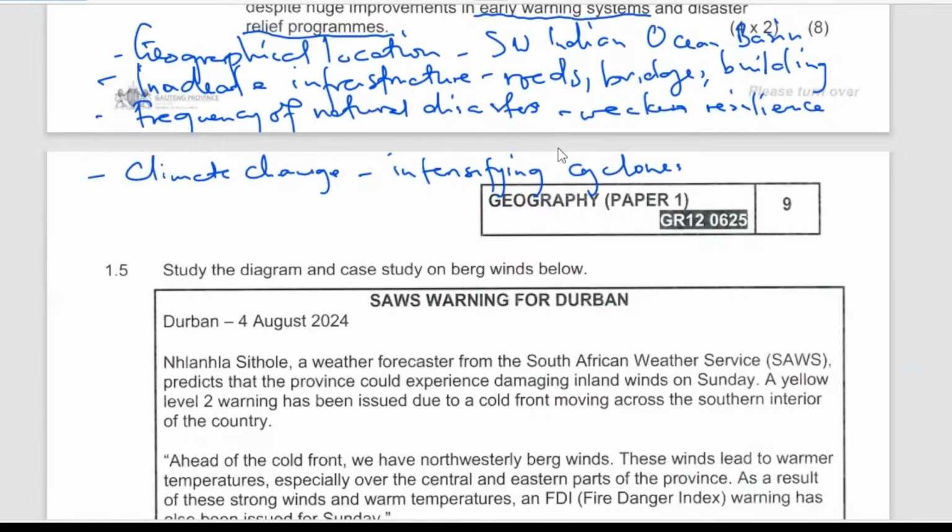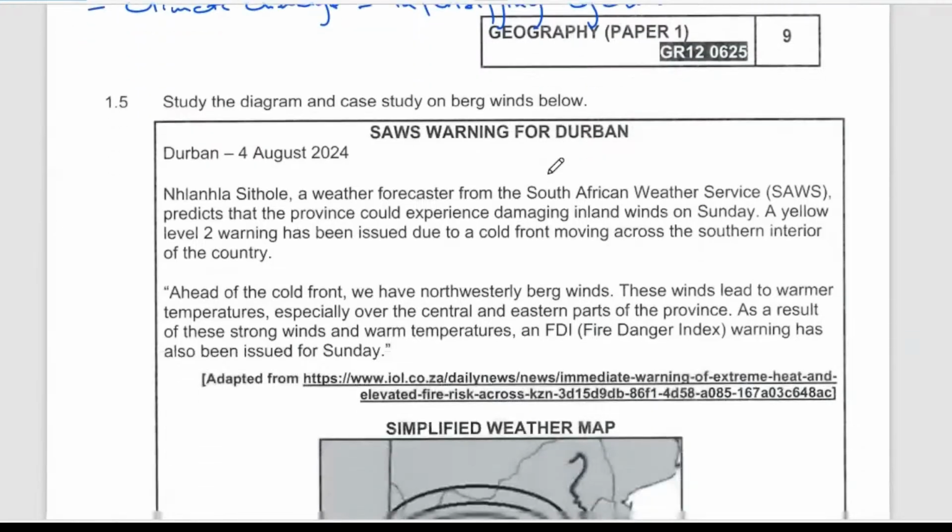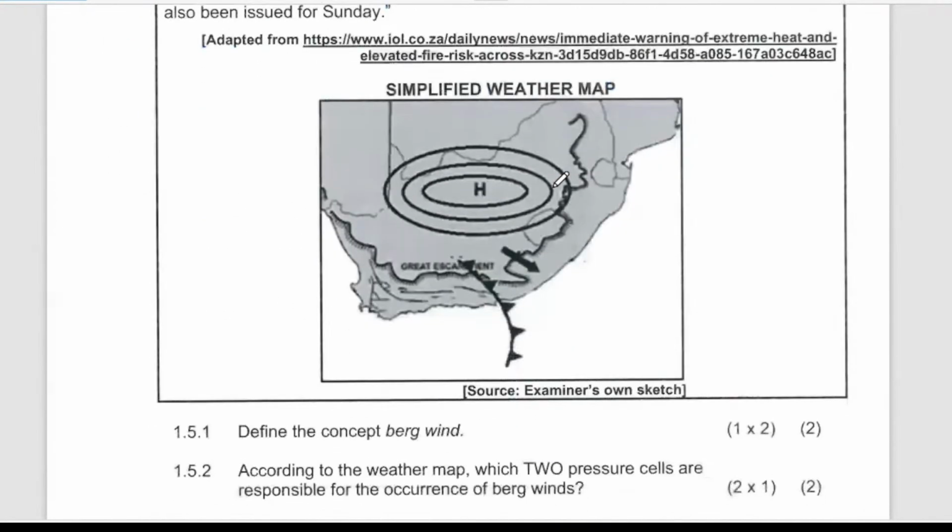We move on to question number 15, which is based on warning for Durban. Right, our map that we have here, we understand this is a cold front which simplifies the movement of the mid-latitude cyclone. And if we check over the interior, we have the high pressure cell, which is typical of the Kalahari high pressure cell. Right, let's analyze our questions. Define the concept Berg winds. Right, when we are defining these concepts here, we need to capture the idea of the Berg winds. Right, we can define it as a hot, dry, gust wind.